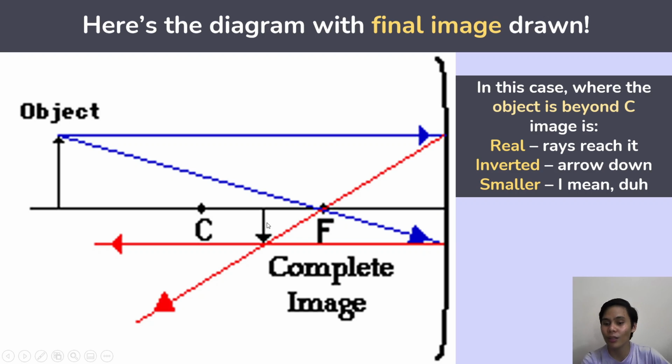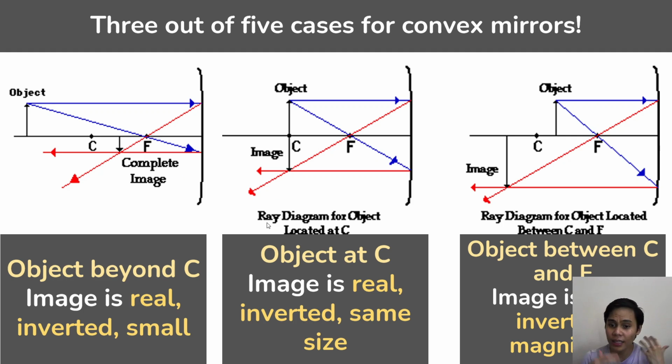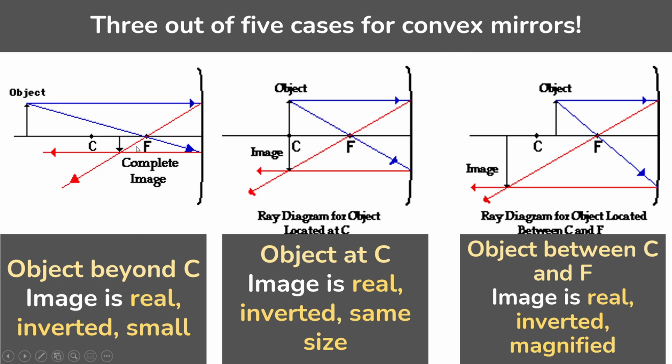All right, so if you look at yourself through a spoon in a certain way, it'll look like you have a smaller version of your face being reflected off of the spoon. So this is the summary of 3 out of 5 cases for, sorry, concave mirrors, not convex, concave. So, again, object beyond C, the image is real, inverted, and small.